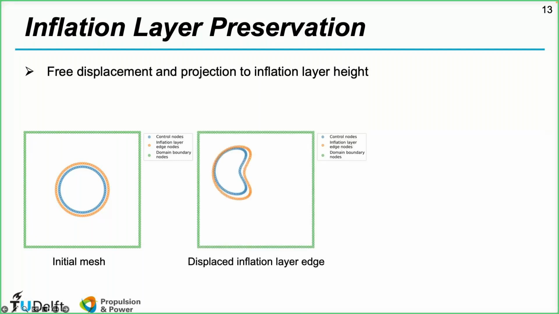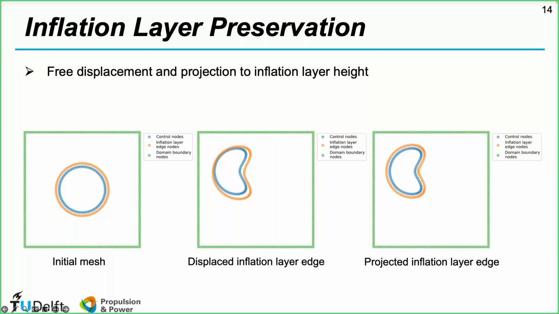If we displace this cylinder and also deform it, you can find a free displacement of these inflation layer edge nodes, and then using the local normal of these wall lines, so to say, or wall elements, you can then displace it back to the initial inflation layer height, and then basically to solve for the deformation in this internal domain, you use the inflation layer edge nodes and your external boundary as control nodes for a secondary RBF interpolation.